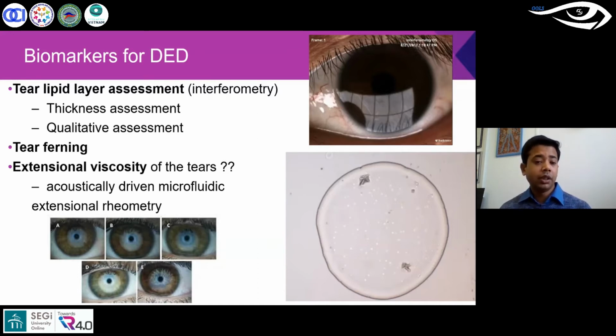For extension of viscosity in the tears, we can do acoustically driven microfluidic extension rheometry. This is one of the methods which is not done a lot, but we can still look at the viscosity of the tears by various means. In the bottom left, we have various assessments of tear lipids.